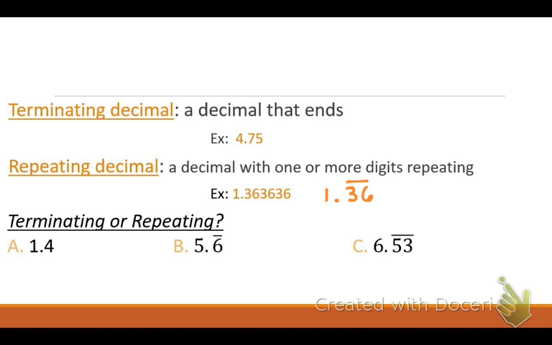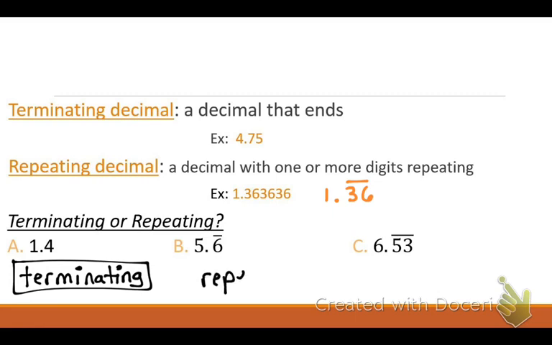First one, Olivia, what does problem A say? 1.4. Is that terminating or repeating? That is terminating because it ended, so that is a terminating decimal. Problem B, Anais, what does it say? 5 plus 6, repeating bar. Okay, so is this a terminating or a repeating decimal? That is repeating. Anytime that you see that little bar notation up there on the top, that helps us to know that is a repeating decimal.